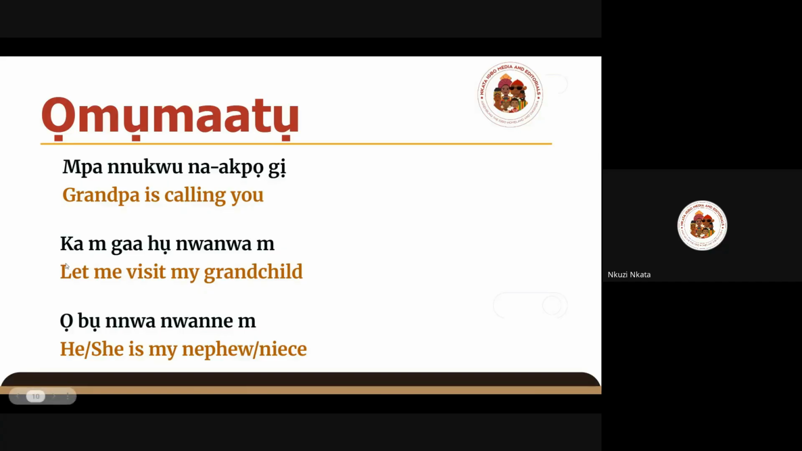The second example, ka m gaa hụ nwa nwa m. Nwa nwa, like we said, grandchild. Ka m gaa hụ nwa nwa m. Let me visit my grandchild, or let me go and visit my grandchild. That's how we say it here in Nigeria. I don't know if that is how it's said everywhere.